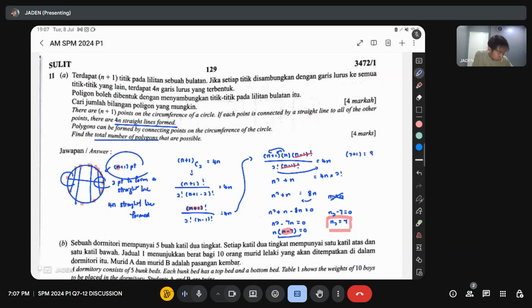I have a total of 8 points. In this circle, I have a total of 8 points: 1, 2, 3, 4, 5, 6, 7, 8. There are 8 points. Now, with these 8 points, how many total polygons are possible? You have to understand one thing: you need at least 3 sides to form a polygon.